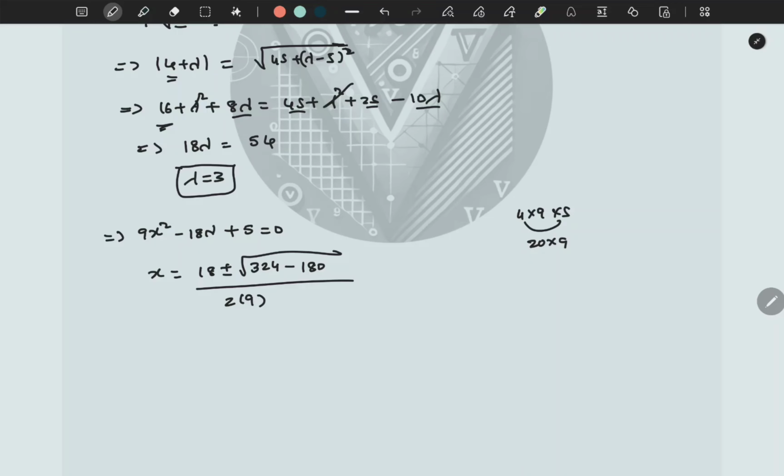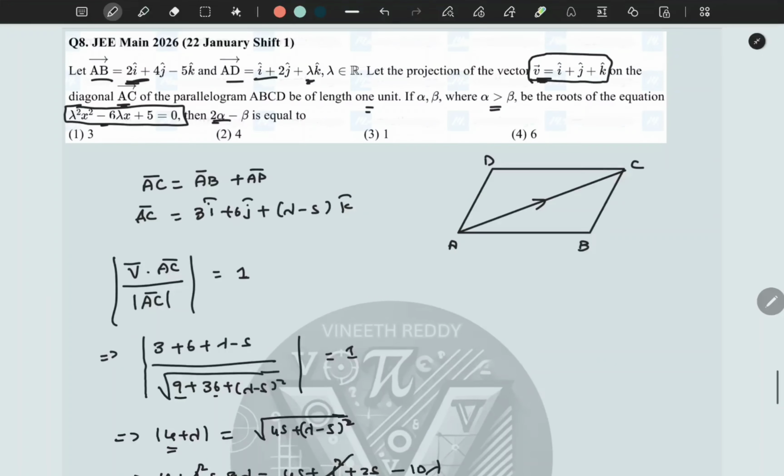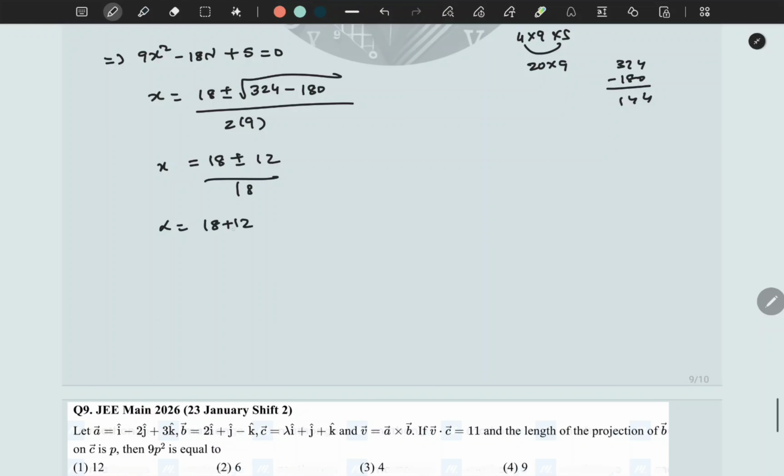So we get 324 minus 180, how much will it be? 144. So we get 18 under root 144 is 12. That means alpha, I think, is greater than beta, right? That means alpha will be 18 plus 12 by 18 and beta will be 18 minus 12 divided by 18, right? So 30 divided by 18 will be 6 times 5, 6 times 3. Beta will be 18 minus 12 is 6 by 18. So this should be 1 by 3.